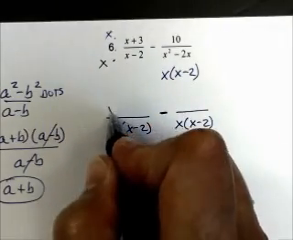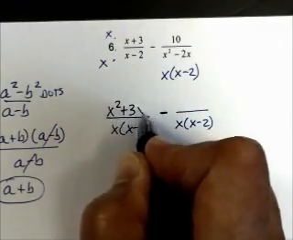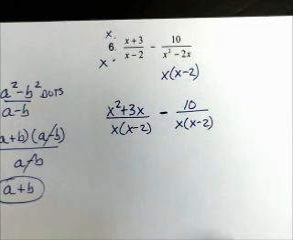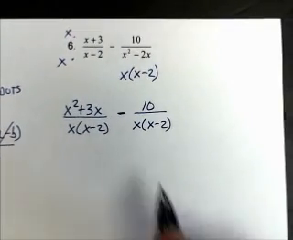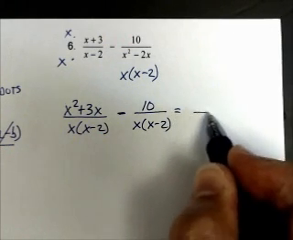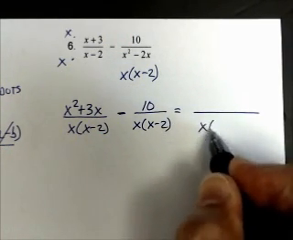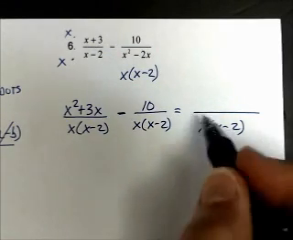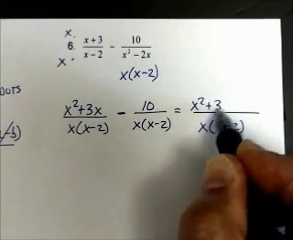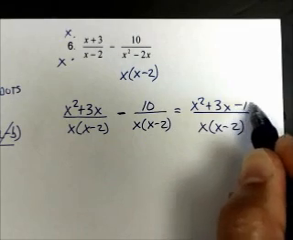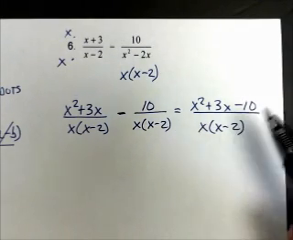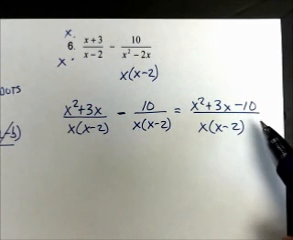We'll have x squared plus 3x. And here, just bring down the 10. Copy our denominator, x times x minus 2. And now combine x squared plus 3x, subtract 10. Now, we've got our single fraction. We need to simplify it if it can be simplified.